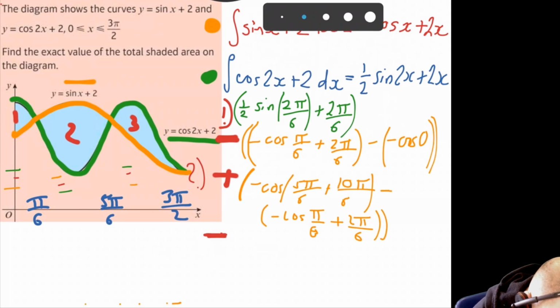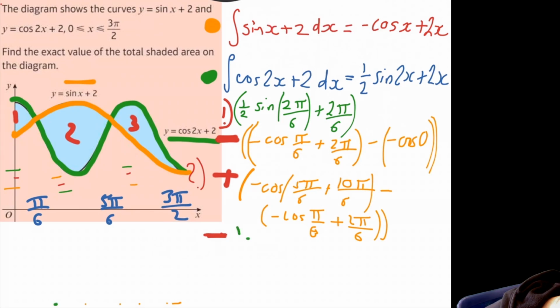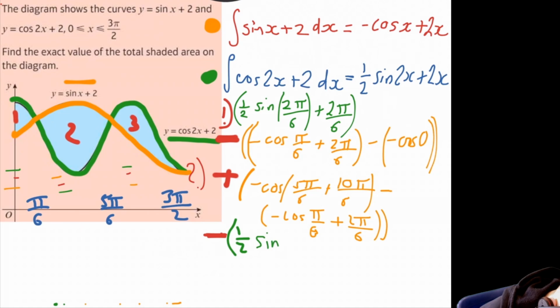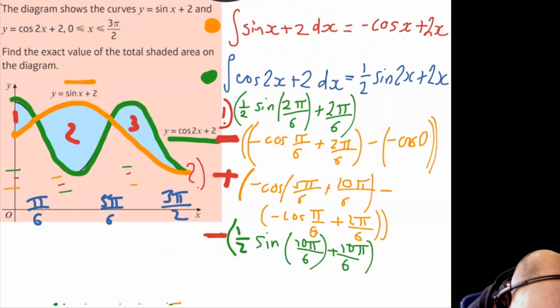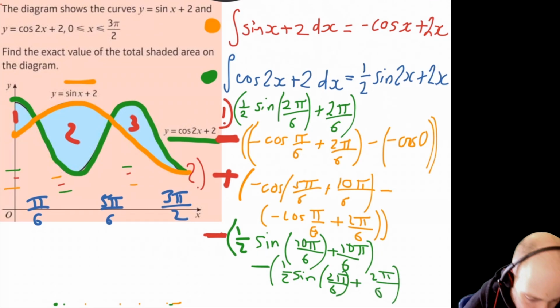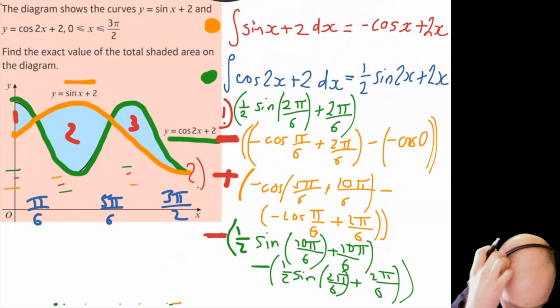Here, the green one: half sine of 2 lots of 5 pi by 6, so 10 pi by 6, plus 10 pi by 6. Oops. And that needs to subtract what we had before, half sine 2 pi by 6 plus 2 pi by 6. Oh dear, alright, that's the first one.